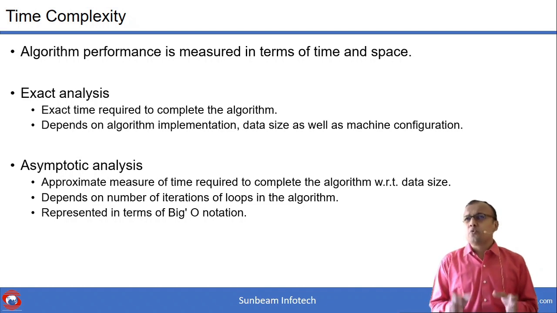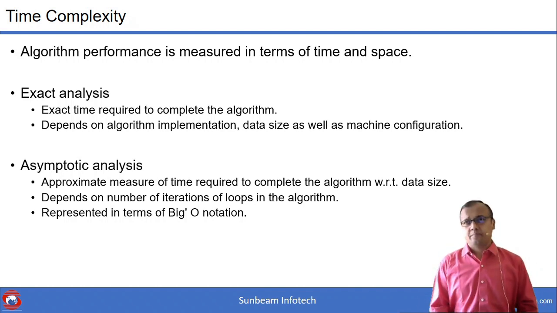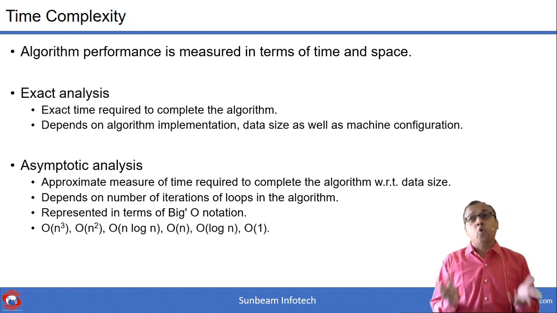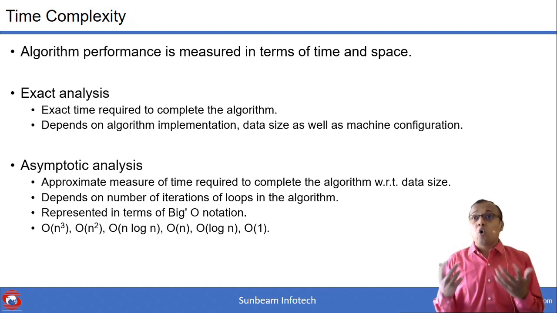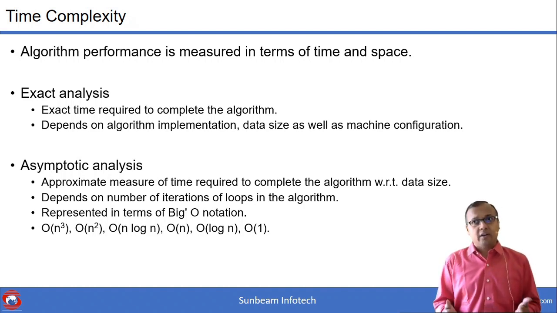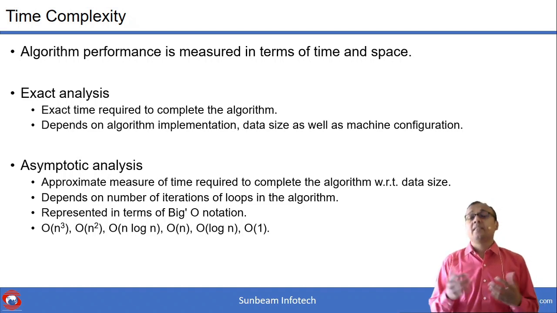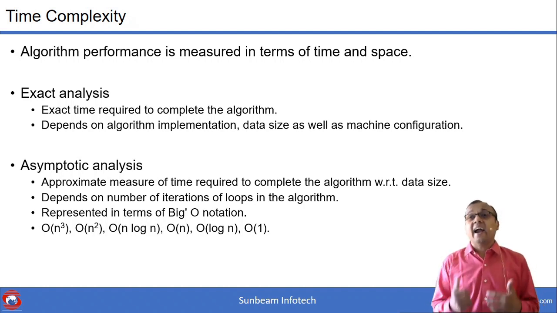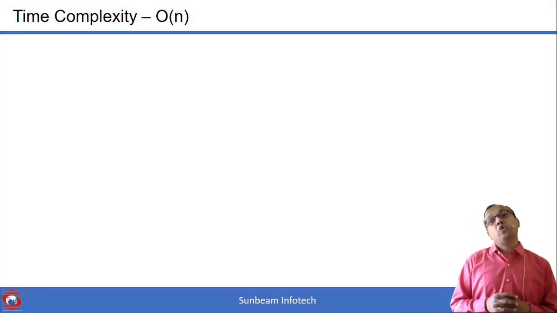I prefer to read it as "order of". Most commonly seen time complexities are O(n cube), O(n square), O(n log n), O of n, O of log n, and O of 1. Now we will see some of these time complexities and their significance. Let us first take a look at big O of n.